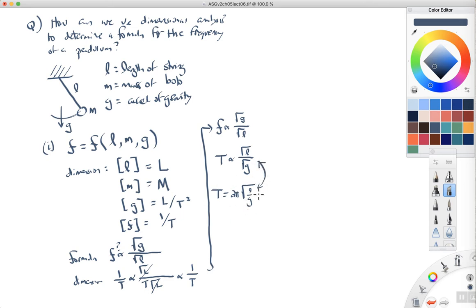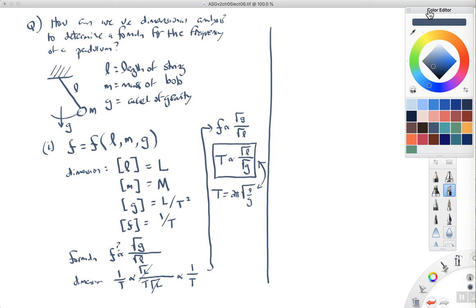One is an equation and one is a simple proportion. And for dimensional analysis, all we can really do is figure out how the period of the pendulum depends on quantities like length and the acceleration of gravity. So this is a very nice technique that gets you almost to the formula, but not quite. Okay, let's do one other example before we quit.